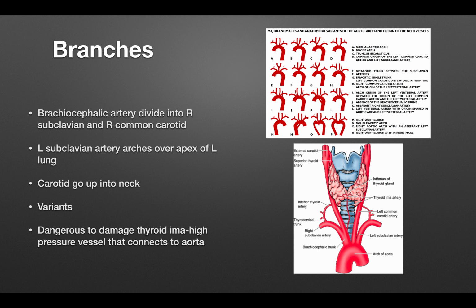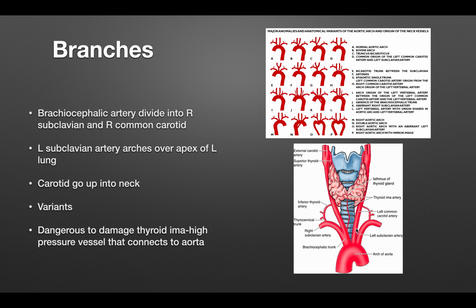Okay, so the branches of the aortic arch: there's going to be the brachiocephalic artery, and that divides into the right subclavian and the right common carotid. While on the left side, it's going to be the left subclavian. Here's the brachiocephalic trunk. On the right, it's one trunk and it branches off into the carotid and subclavian. And there are variants, so here are a couple. You don't have to memorize them, but just know that there are variations. Not everybody has just the two trunks. Some people have three, some of them have connections.